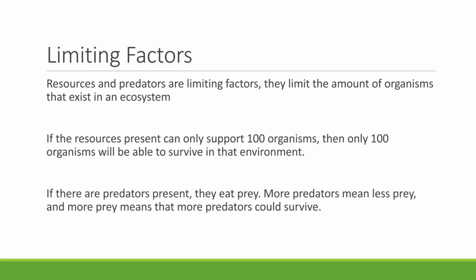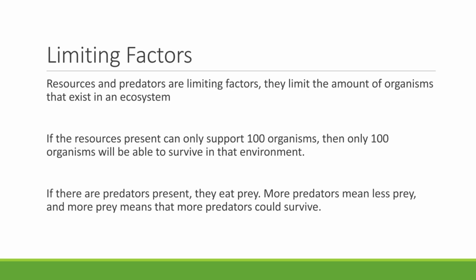But we're going to look at it a little bit more in depth, where we look not only at how many organisms there are, but we look at the resources, we look at the predators, we look at all the rest. So if we look at the slide here, limiting factors, they are resources and predators. They can limit the amount of organisms that exist in a system, right? So if I only have enough food for 20 organisms, I can only have 20 organisms there.